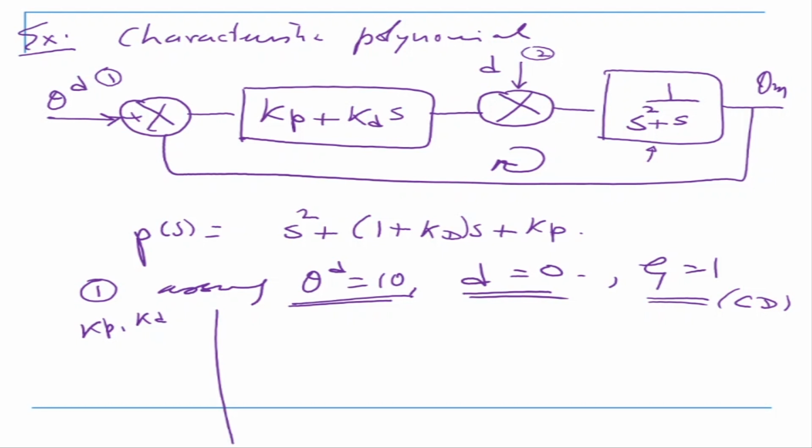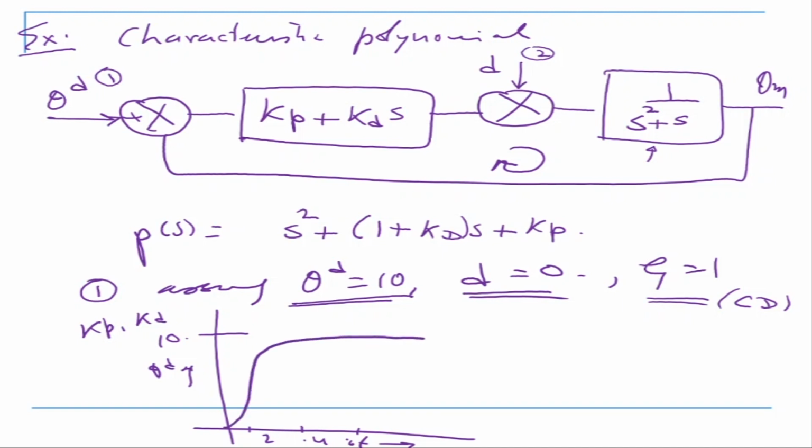So if we just plot the response, this is my time axis and this is my position 10 which I'm supposed to go to, theta d equal to 10. Then we see that this is 0.2, 0.4, 0.6 like that. For omega equal to 12, it goes like this and it is here. Then omega equal to 8, it is here. Omega equal to 4, it is there.